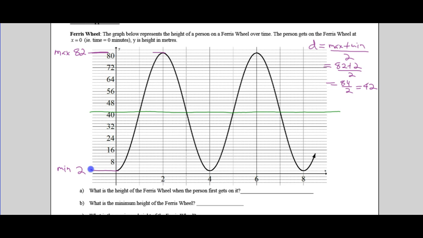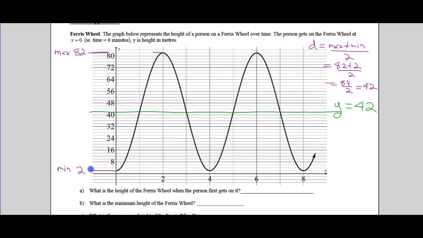I got a straight-ish line. It's a straighter line than I've ever drawn. So you draw a straight line at 42, and now look at it and say, does that look like the middle? Am I off? It might be off, but it's pretty darn close. All right. So this is the midline, and it has an equation of y equals 42.